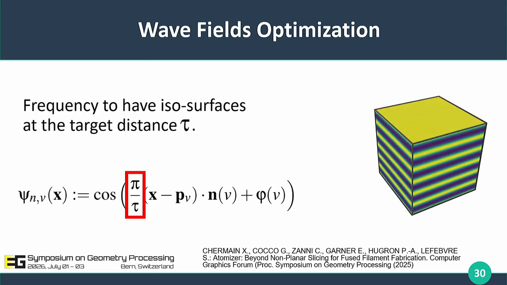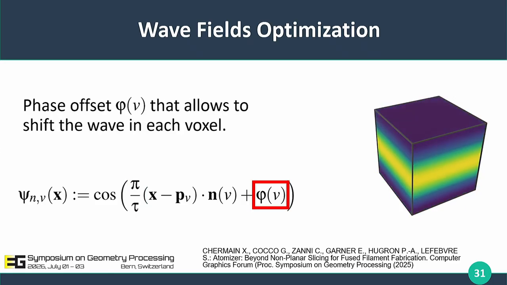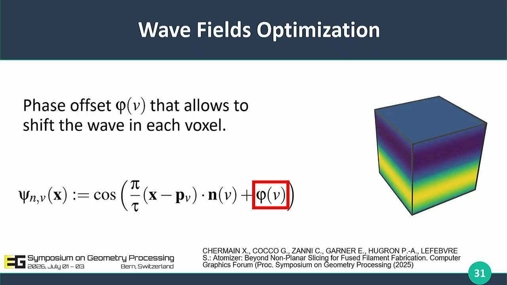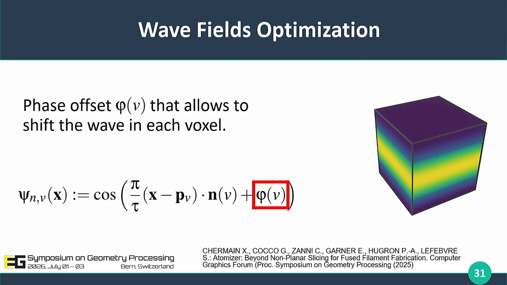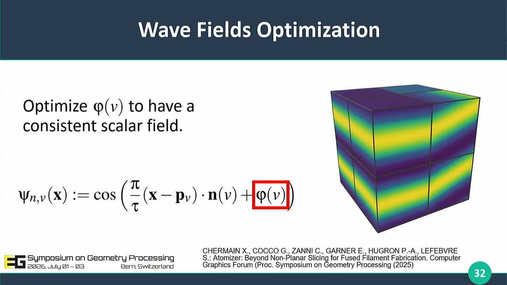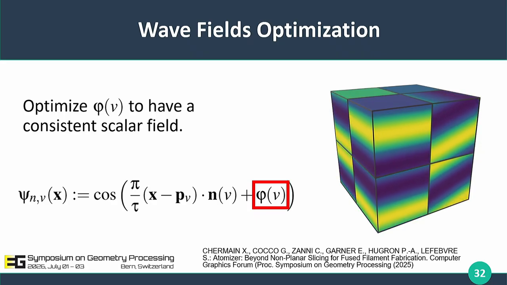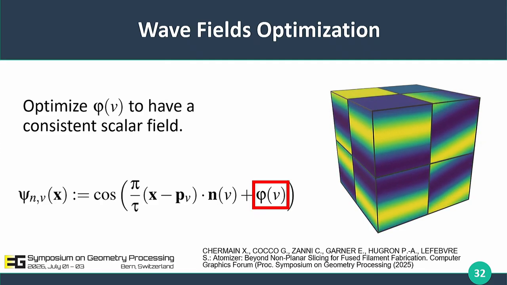Next, we include a term that controls the frequency of the wave, and we use the value pi over tau, which ensures that the isosurfaces are spaced at the target distance value tau. And lastly, we include a per-voxel phase offset term. This component is important because it allows the wave to be shifted independently in each voxel, providing additional degrees of freedom to align the wave locally across the grid. In the end, constructing a wave field requires specifying the direction and frequency as input parameters. The remaining degrees of freedom are the per-voxel phase offsets, and these are optimized to produce a coherent scalar field by locally aligning the waves across neighboring voxels, ensuring consistent and smooth transitions throughout the domain.